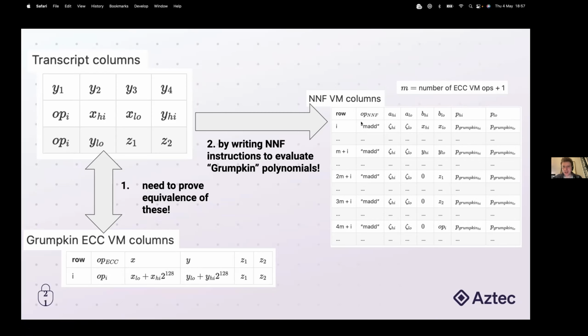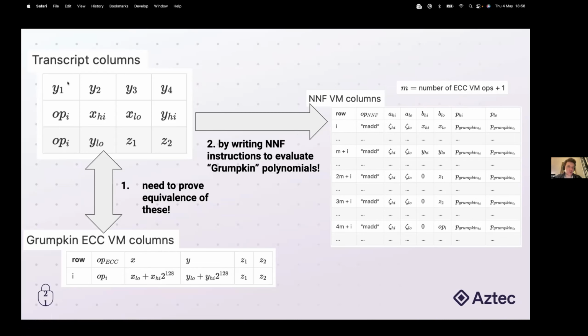So here, for example, we're saying let's do multiply. So at row i of the non-native field virtual machine, let's do multiply and add over zeta and x mod the Grumpkin prime. That's basically evaluating one degree of the x polynomial here in the zkVM. And so the idea is that if m is the number of zkops plus 1, then rows i to m will exclusively be multiply and add over the x coordinates of the information in the zkVM transcript.